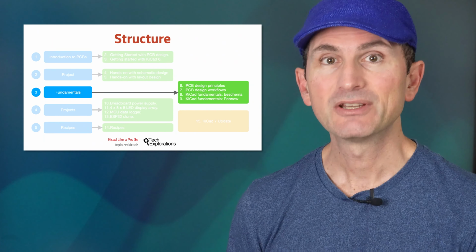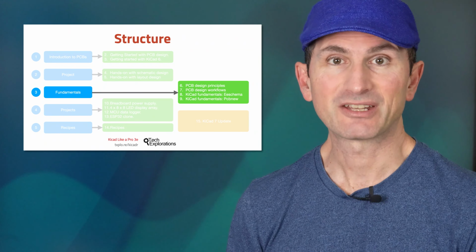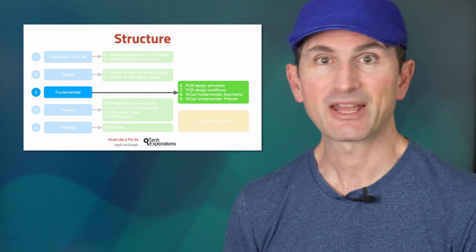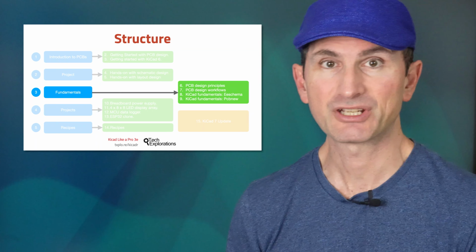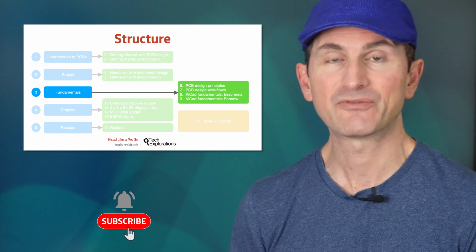In part 3, you learn about concepts like vias and keep-out areas, design workflows, and how to do specific tasks like associate a symbol with a footprint or create a filled zone.